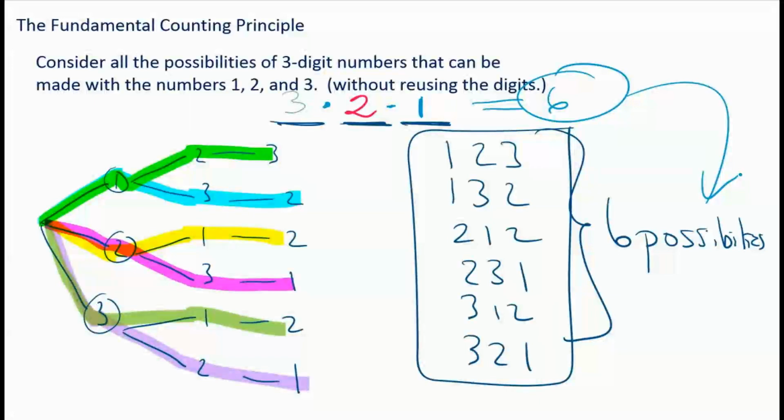So if you're ever asked to find the number of possibilities, you actually don't have to do a tree diagram to find out how many. The tree diagram is so we can find what the possibilities actually are. Okay? Now, I've got to show you one little thing, though. It's not quite as simple as this 3, 2, 1, but almost.